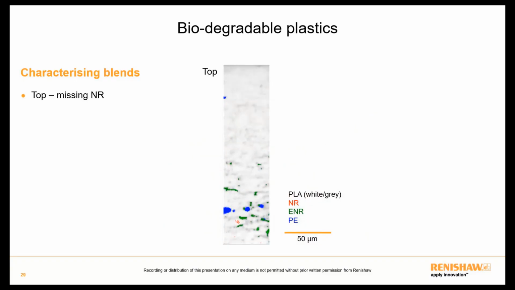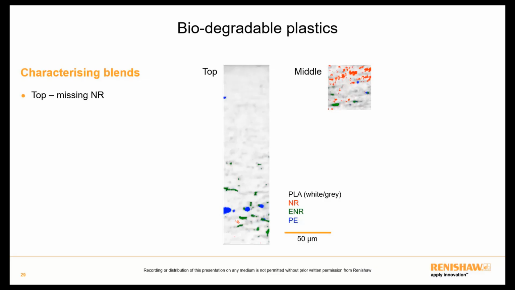Using the Raman image, we can look at the distribution of materials in each area that we sampled. We see the polylactic acid in white, the natural rubber in red, the epoxidized natural rubber in green, and the polyethylene in blue. In this top section, which was exposed to the environment, we don't see the presence of any natural rubber. And as we start to move into the plastic, we see the epoxidized rubber and polyethylene.